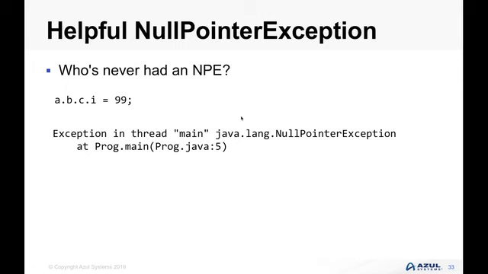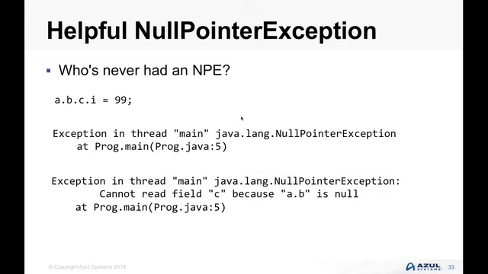We have to start doing like print A, print B, print C, and figuring out where the null is. Way too complicated. Now, in JDK 14, hurrah! Exception in main thread, java.lang.NullPointerException: cannot read field c because a.b is null. Immediately we know what the problem is.